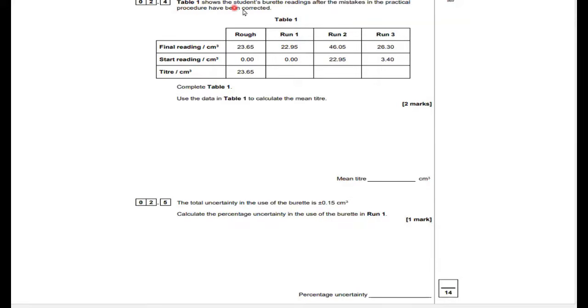Okay, 2.4. Table 1 shows the student's burette readings after the mistakes in the practical procedure have been corrected. Final reading, start reading, titre. So this is a rough titration. Remember, this will not be included ever in the calculations. But then we have run 1, run 2, run 3. Complete table 1, use the data in the table to calculate the mean titre. So what we need to do is literally just take 22.95 and take away 0. So final reading minus the start reading. So the first one is 22.95.